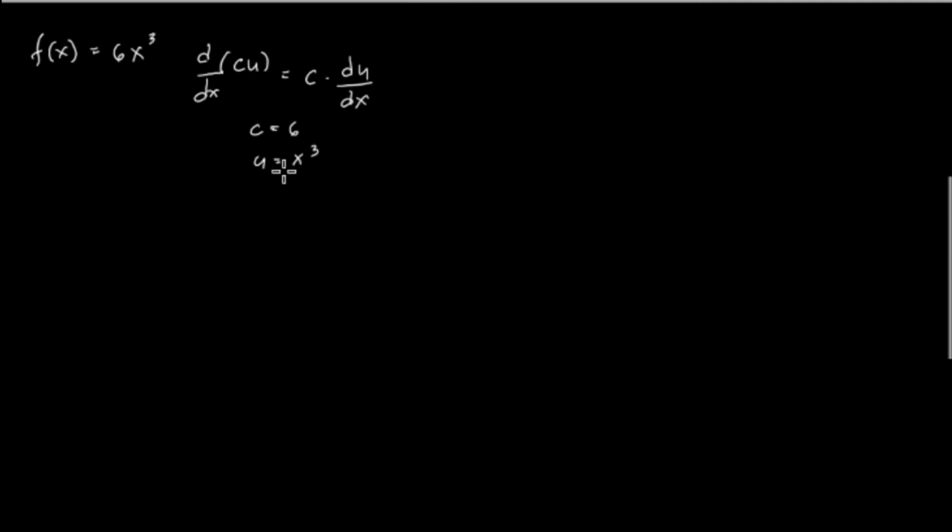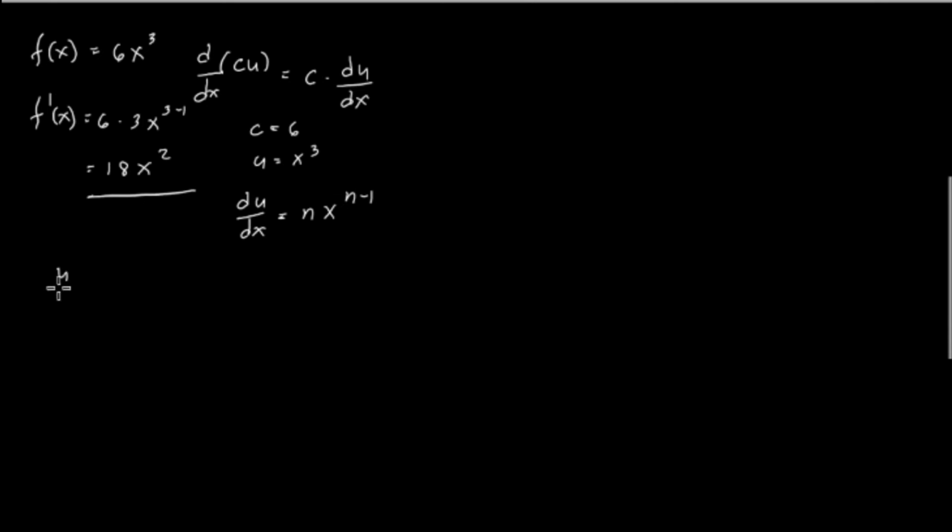You derive u, x cubed, and by the power rule, du over dx is equal to n multiplied by x exponent n minus 1. F prime of x is equal to, using the constant multiple rule, c or 6 multiplied by d over dx, which is n multiplied by x to the n minus 1, or 3 multiplied by x to the 3 minus 1, or 6 times 3 is 18, x to the 3 minus 1, or 2. So the derivative of 6x cubed is equal to 18x squared.